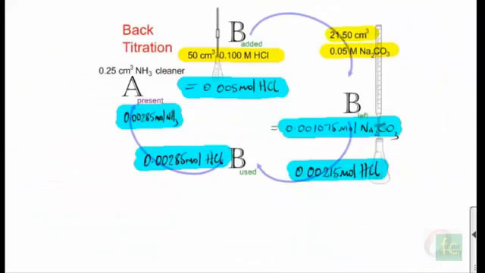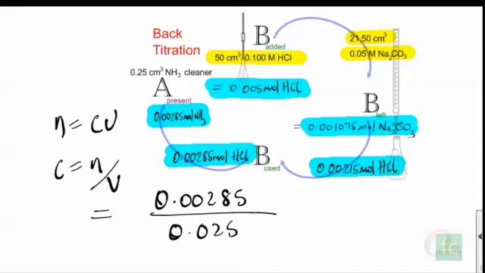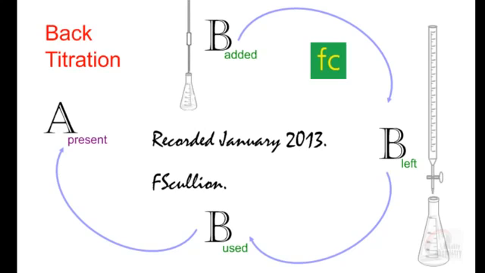0.00285 moles. But we were asked to work out the concentration of the ammonia. This time we want c, not n, so we rearrange the expression n equals cV to get c equals n over V. Put the values in, and there you have it, 0.0114 mole per cubic decimeter ammonia.